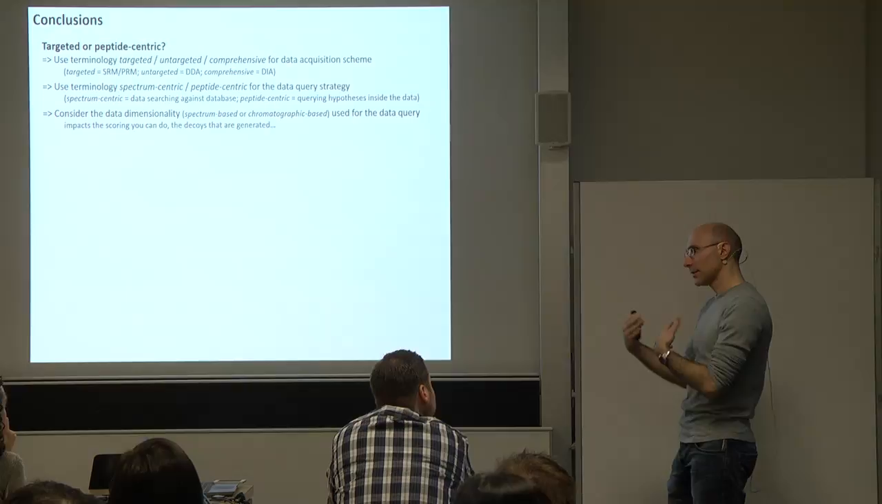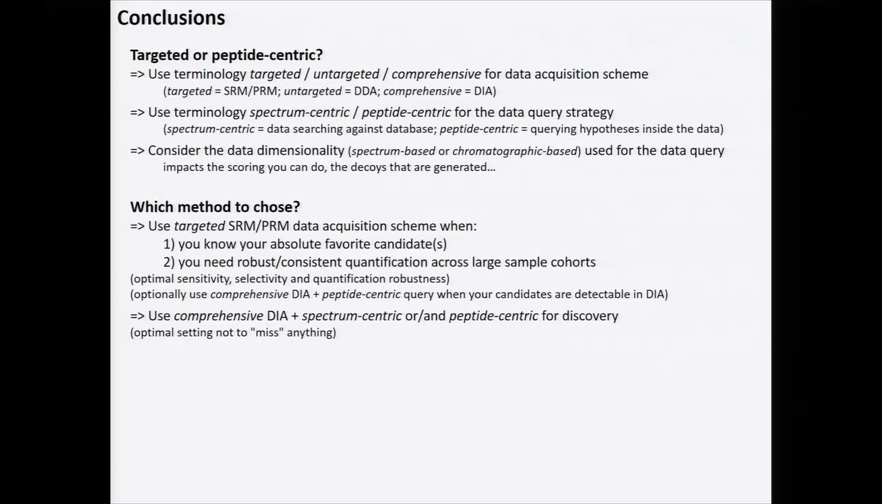And in terms of the take-home message, which is the best method I shall choose for my sample? My advice is that, as Jake also said, if you know your absolute favorite candidates, and if you need absolute sensitivity and absolute specificity, you should still consider SRM and PRM, because you focus your instrument so much on a specific narrow mass window for the fragmentations, this will still be the instrumentation and the methodology that will give you the ultimate sensitivity and specificity. There is no doubt about that. I mean, I'm developing this DIA here, but if you want absolute sensitivity and selectivity, you should consider SRM and PRM as the ultimate method for your type of analysis, okay?